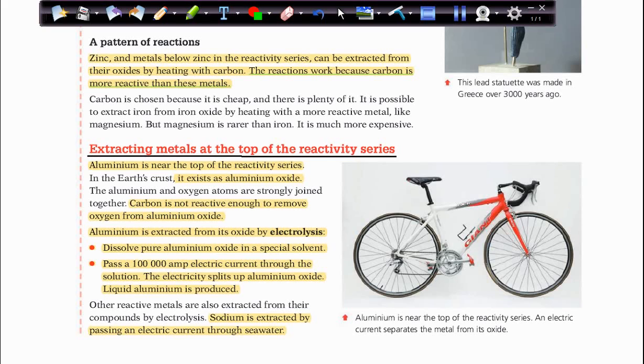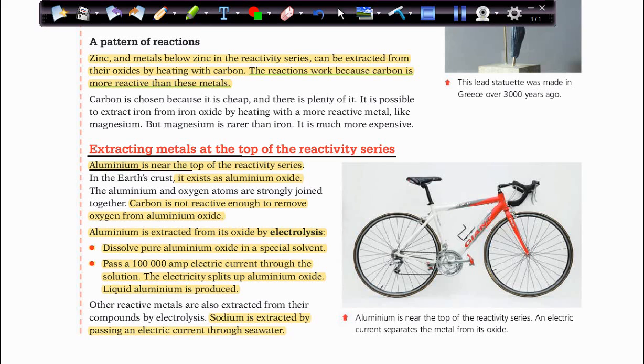We said that for the metals at the top of the reactivity series, their atoms are joined to other atoms in the compound very strongly, and it's very hard to extract them. So how can we do this? Let's look at aluminum. Aluminum is one of the examples. Aluminum can react vigorously with oxygen and produce aluminum oxide. Aluminum oxide is very hard to break down, so how can we get the aluminum from aluminum oxide?